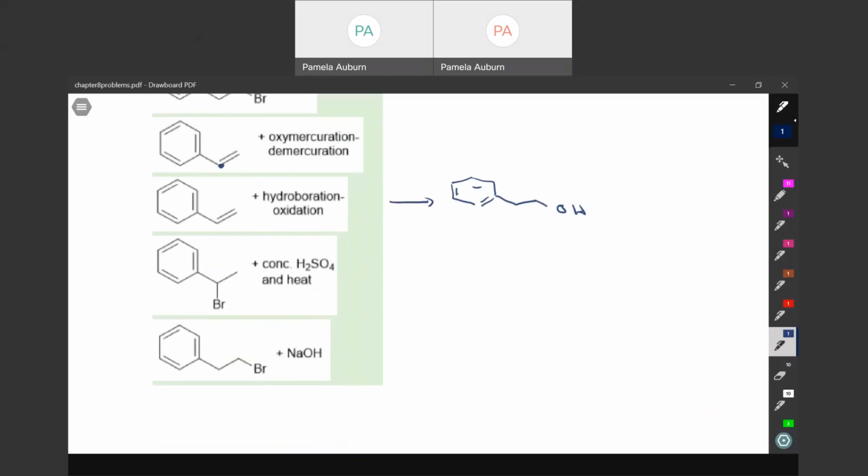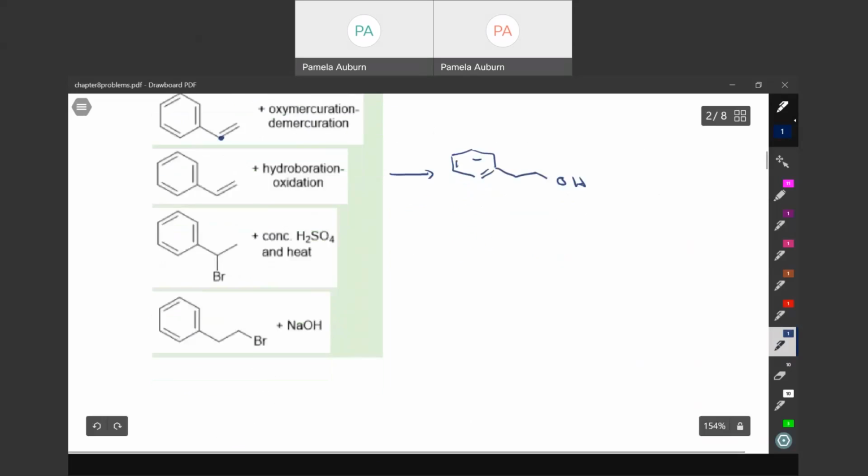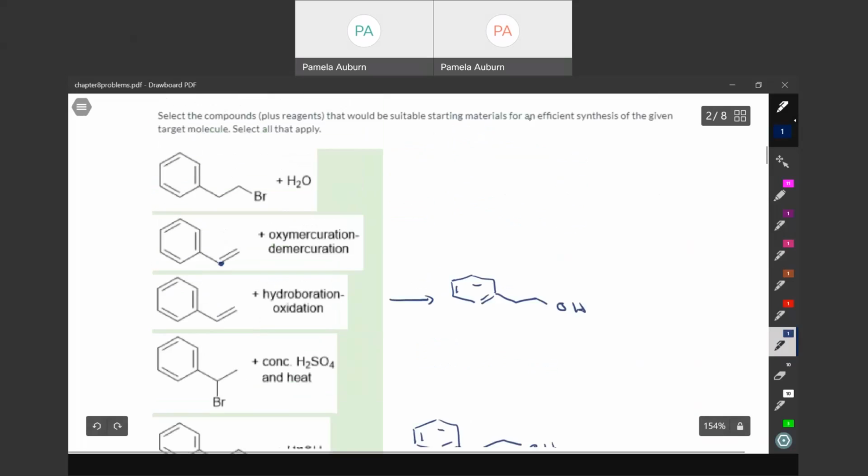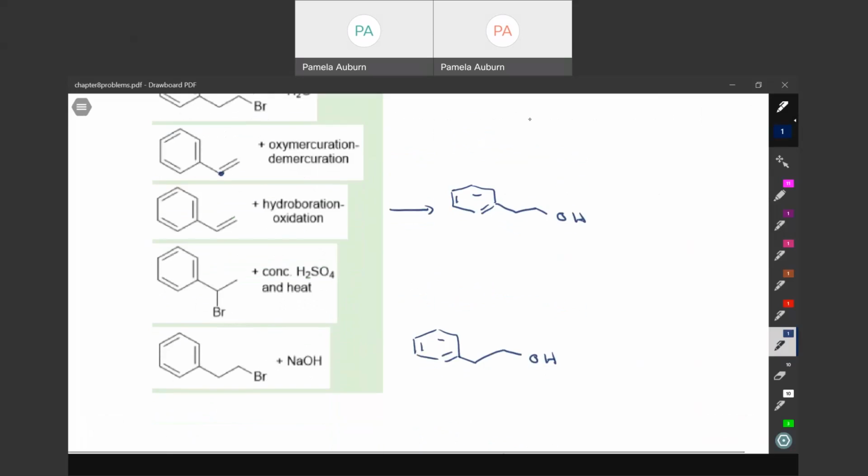This next one, concentrated sulfuric acid and heat, that gives you, if anything, an elimination reaction, but not appropriate here. And now in this case, I have hydroxide, which is a much better nucleophile. I've got a primary alkyl halide, and so that would work. So in this one, which is number 6, you have 2 correct answers.